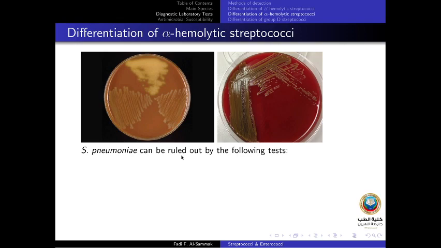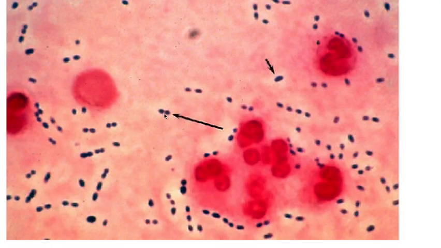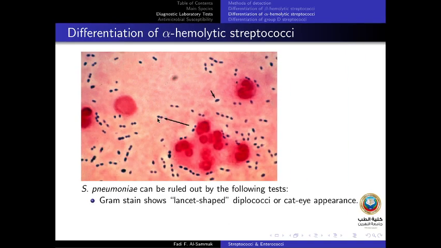Now, in this group, you are going to do some tests in order to rule in or rule out Streptococcus pneumoniae. So the first thing we do is the Gram stain. Whenever you see this lancet-shaped diplococci, or cat eye appearance, then this is a presumptive identification for Streptococcus pneumoniae, or pneumococcus.